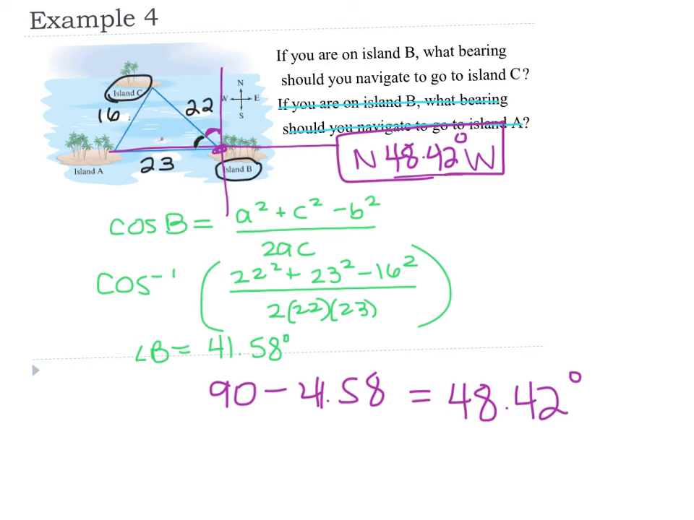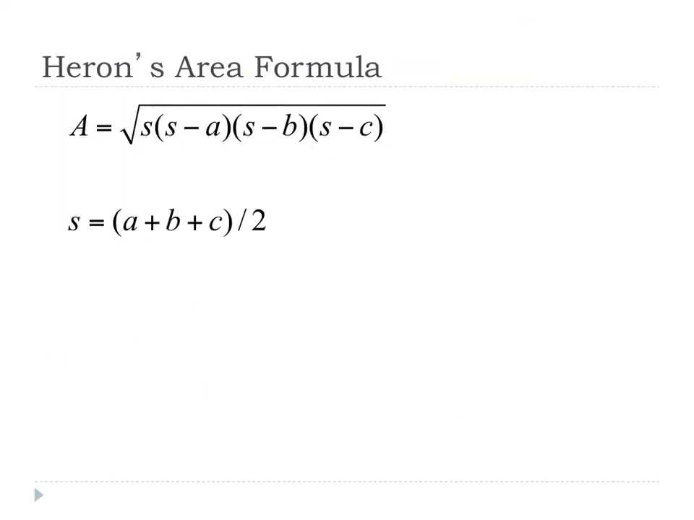So north 48.42 degrees west would be the bearing you're taking from B to C. Questions so far? Okay. The last part of law of cosines is another area formula.